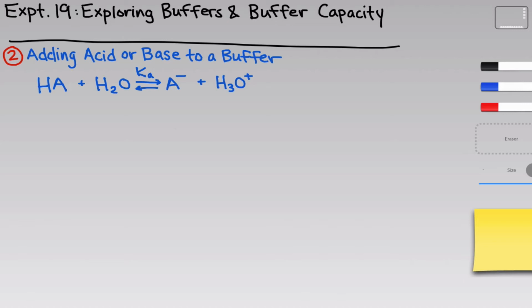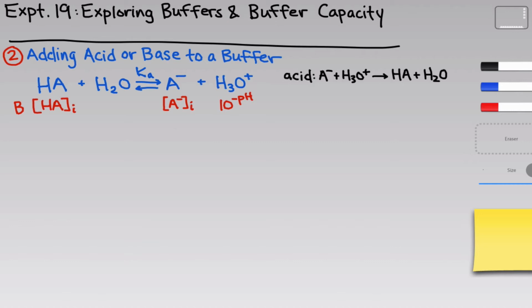So let's imagine that we had a hypothetical buffer system with these generalized concentrations: HA sub I for initial, A minus sub I, and 10 to the negative pH. And this is a buffer, so HA sub I and A minus sub I are substantial numbers. What happens when we add a strong acid to this system? Well, a strong acid essentially is H3O plus once it dissolves in solution.